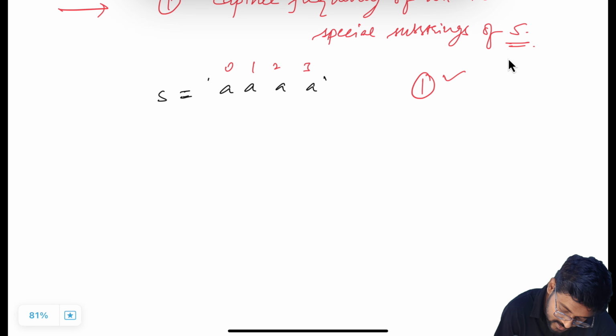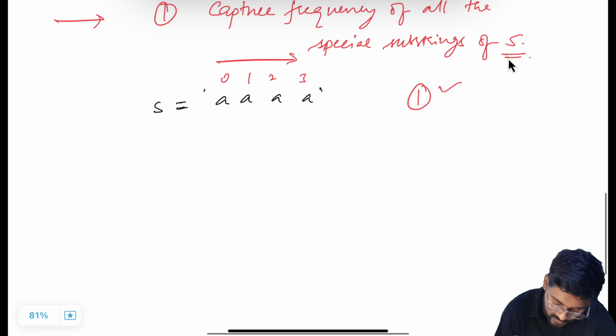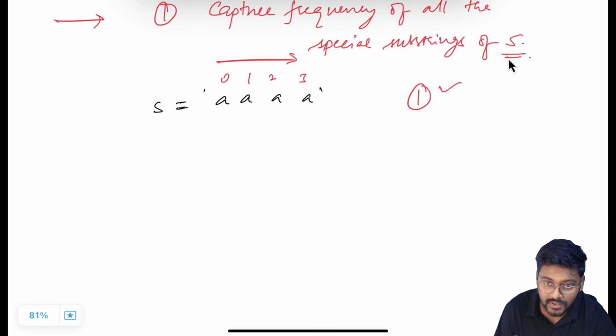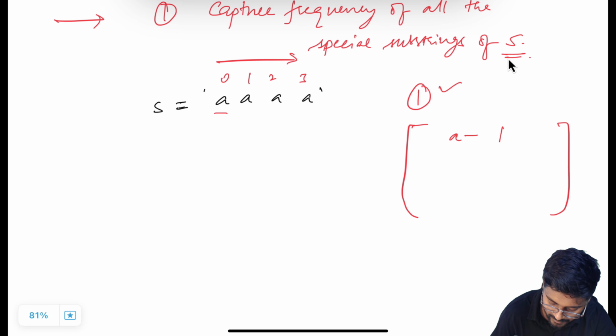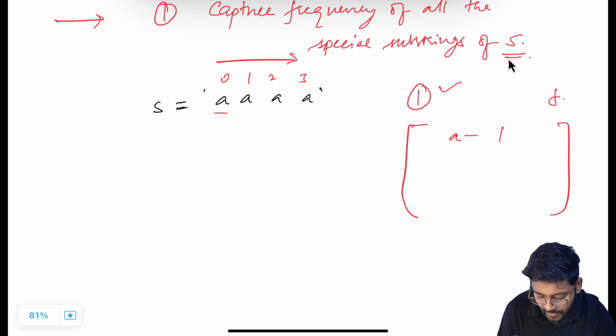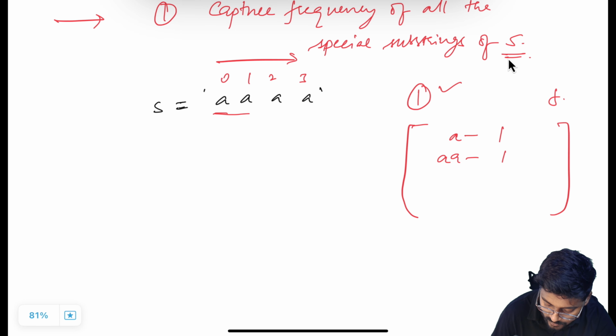Let's mark the indices 0, 1, 2, 3, and I will iterate on the string starting from 0 and try to capture all the substrings. Firstly, I captured this, which is a special one. Capture it. A is coming 1 time in my map. This is my frequency map. And then I will increment the length if it is still special. So the next character is the same as the previous character, so AA is also valid. AA is also coming one time. AAA is also valid.